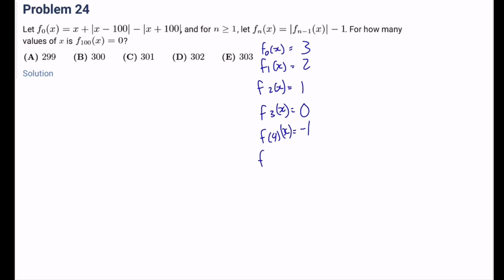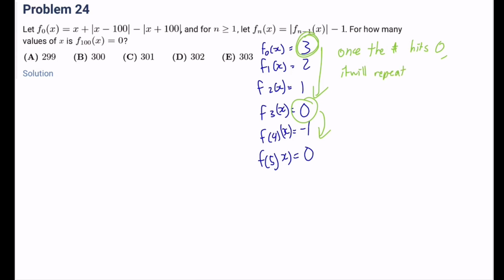And then f5 of x is going to give us the absolute value of minus 1, right? So that's just going to be 1 minus 1, that's just 0, back to 0 again. So that means that after we reach 0, it's going to keep repeating this 0, minus 1, 0, minus 1, 0, minus 1, like that. So the pattern is that whatever value we start with, we just keep decreasing until we get to 0, and then from then on we just keep repeating. Once the number hits 0, it will just keep repeating.